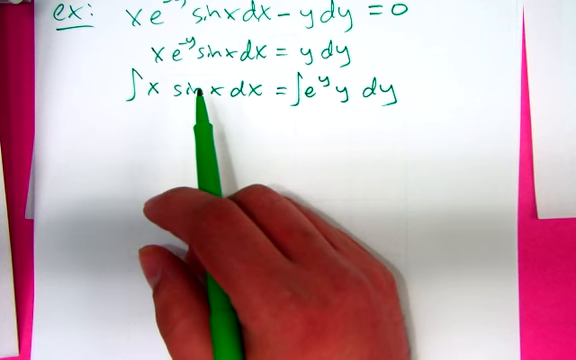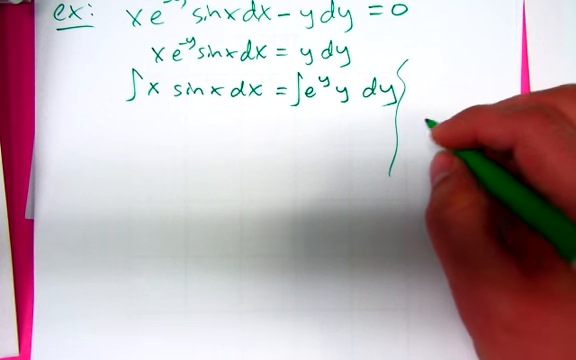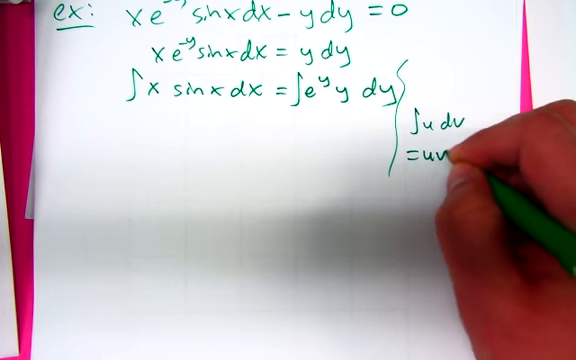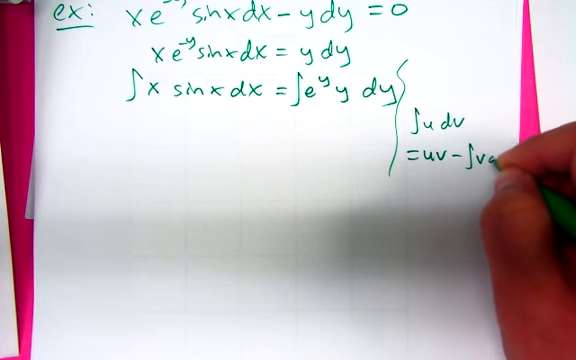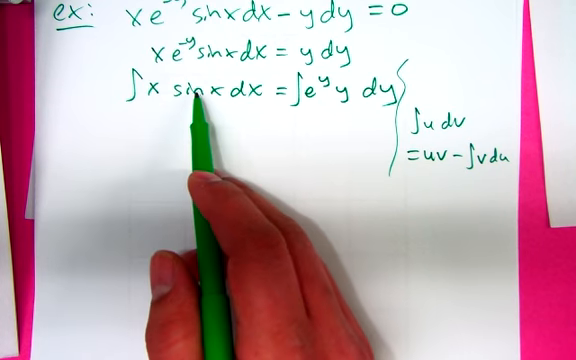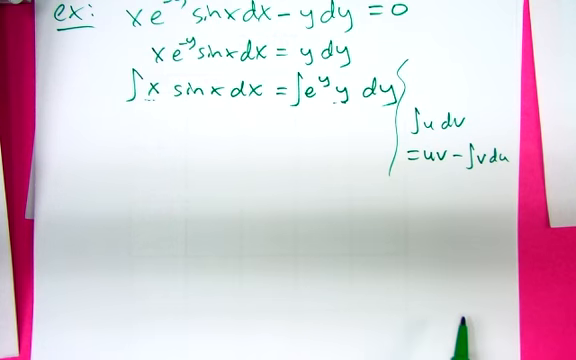Let's see. For integration by parts, the integral of u dv equals uv minus the integral of v du. That's the integration by parts formula. Now, I will tell you this right now. Anytime we have an integral where we have a polynomial function in there, that's a good thing. We don't have to actually do it that way. We can do it with tabular.